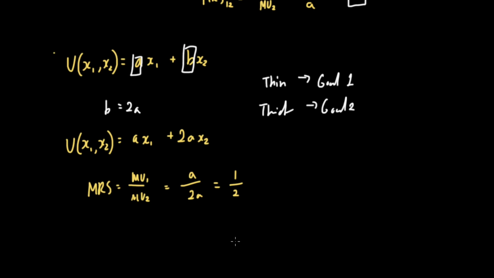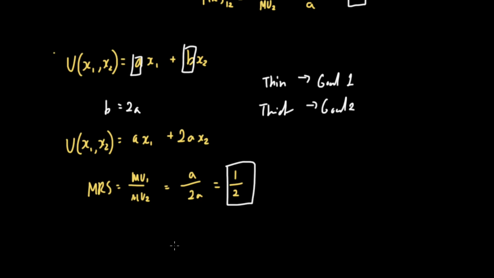Again, the definition of perfect substitutes requires that the marginal rate of substitution of the consumer is constant along the indifference curve. And we see here that our marginal rate of substitution is equal to 1/2 and is independent of, or not affected by, the quantities that the consumer chooses.